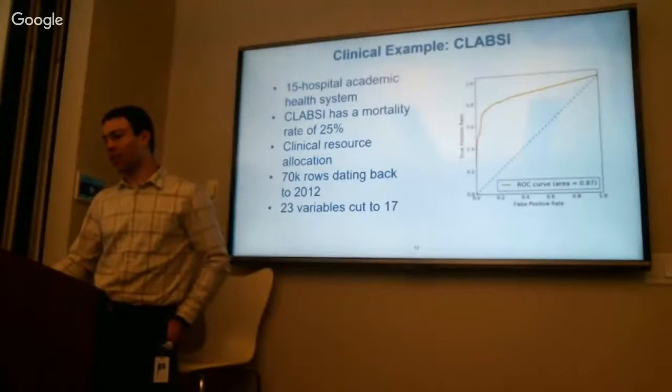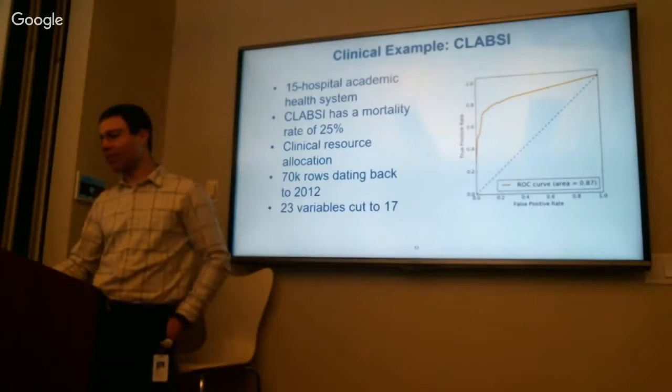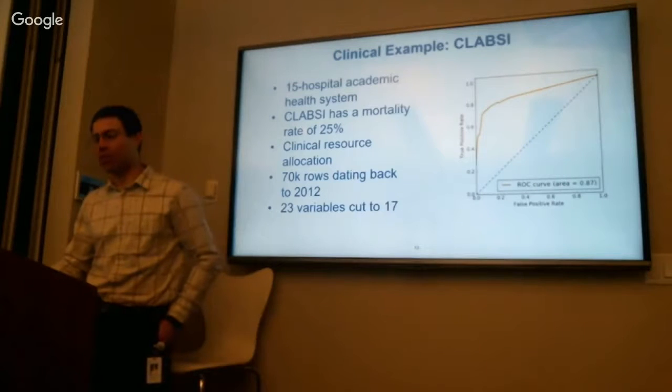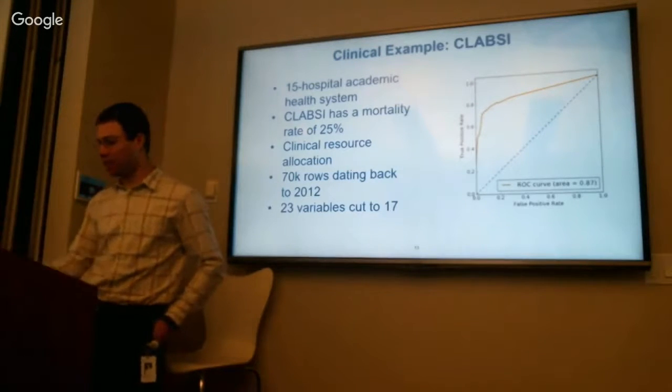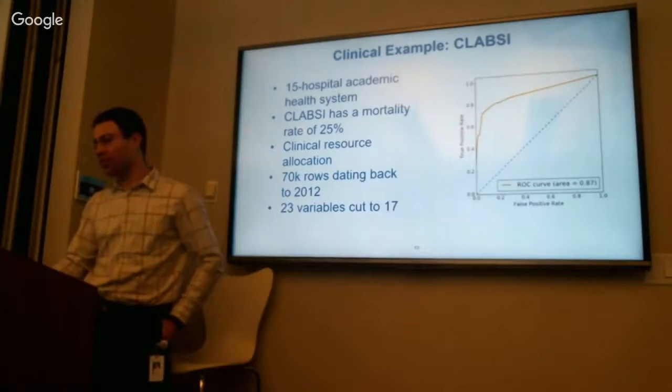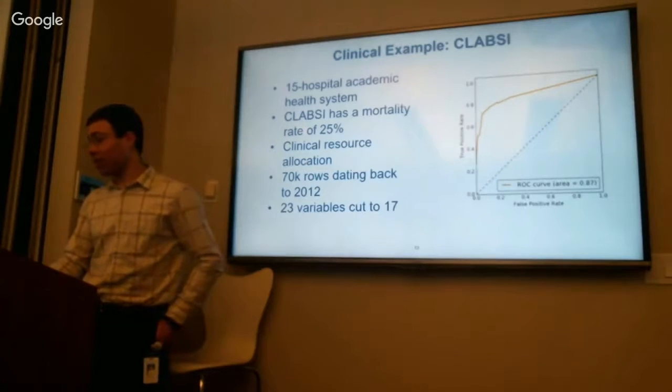And so the model's used for clinical resource allocation. It was built on 70,000 rows from CLABSI patient victims going back to 2012. The DA used the feature selection stuff to take his 23 variables, cut them to 17, so that it would run a little faster. And he got really good results with the model.